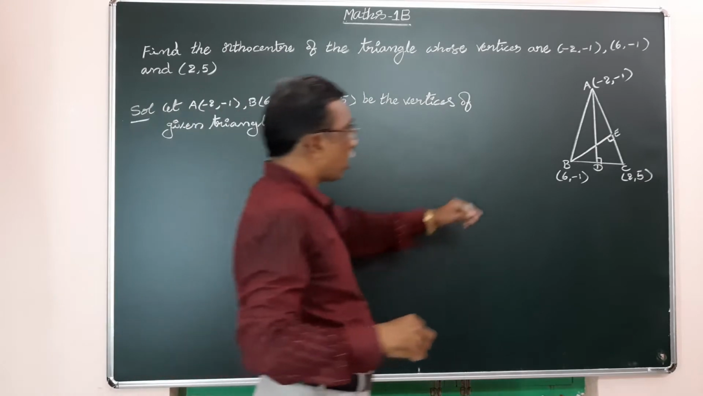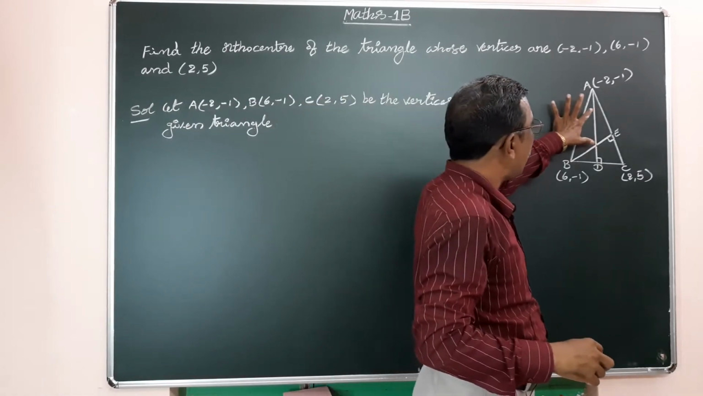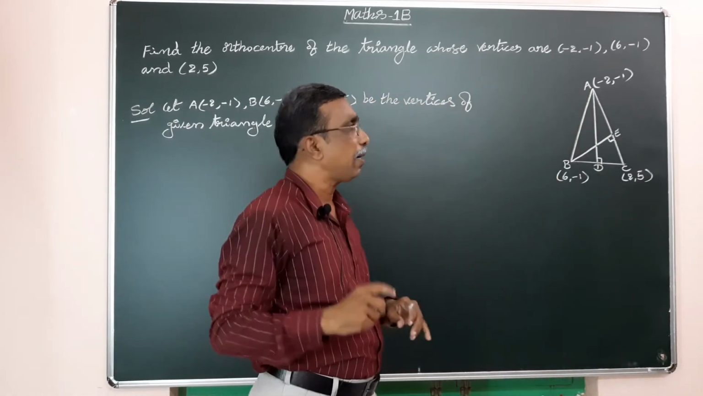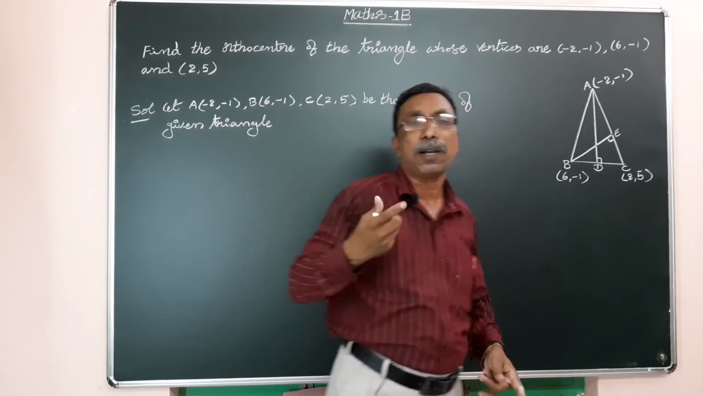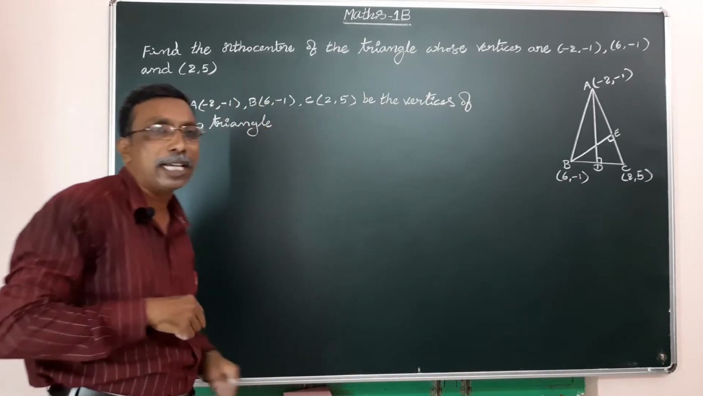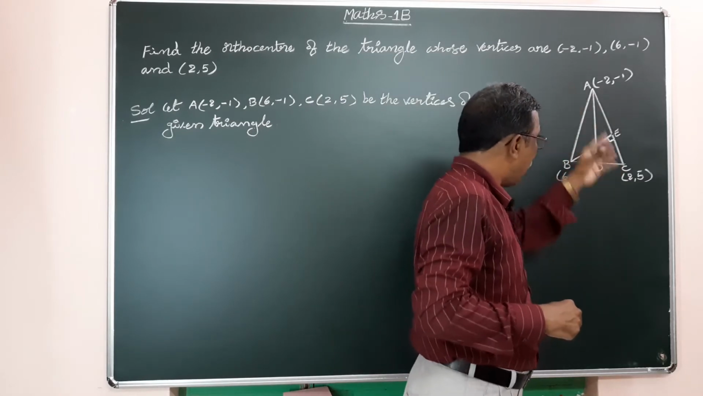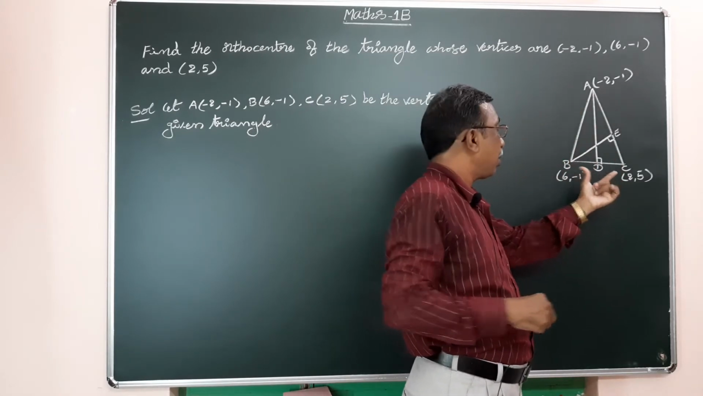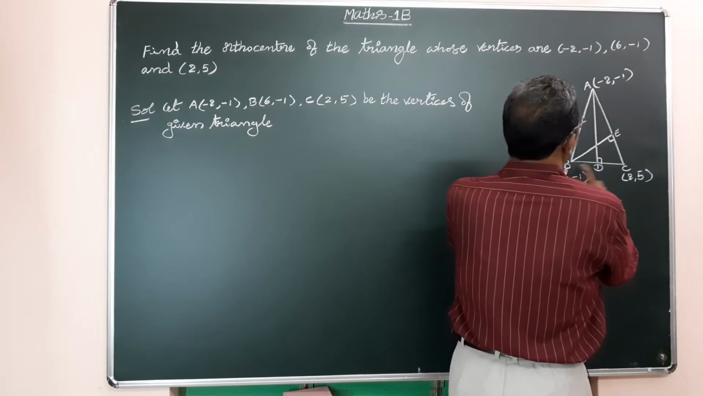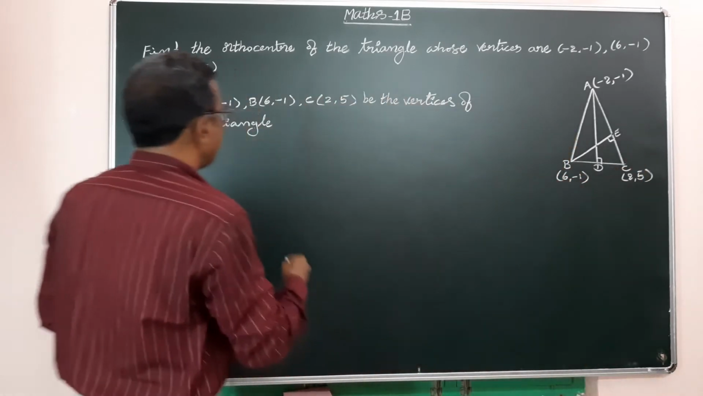Next, we find the AD bar equation. To find the AD bar equation, what is the formula? y minus y1 equals m into x minus x1. First of all, AD bar is perpendicular to BC bar. So first of all, we find the slope of BC bar.